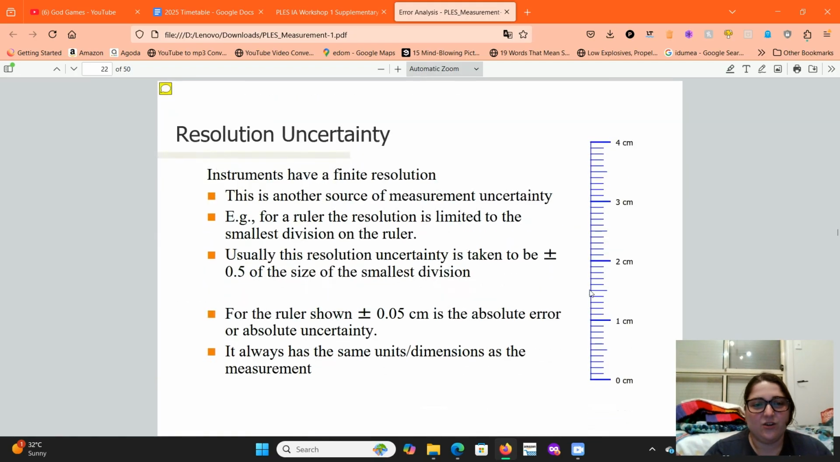Alright. So, resolution uncertainty. Instruments have a finite resolution. This is another source of measurement uncertainty. For example, with a ruler, the resolution is limited to the smallest division of the ruler. Usually this resolution is uncertain, taken to be plus or minus 0.5 of the size of the smallest division. For the ruler shown, plus or minus 0.05 centimeters is the absolute error or absolute uncertainty. It always has the same units or dimensions as the measurement.